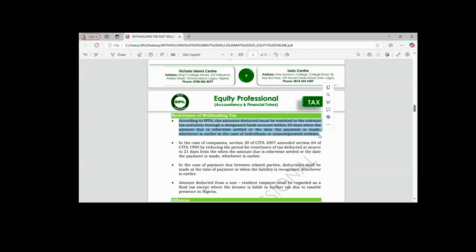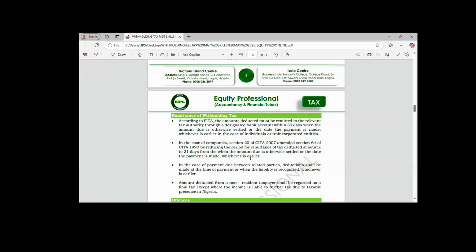So we have within 30 days when the amount is due or the date of the payment, whichever is earlier, to remit to the relevant tax authority. Failure to do that, that amount will be liable to a penalty and interest. Where the payment relates to companies, corporate body, you have within 21 days from when the amount is due or the date of the payment, whichever is earlier, to remit to the relevant tax authority.